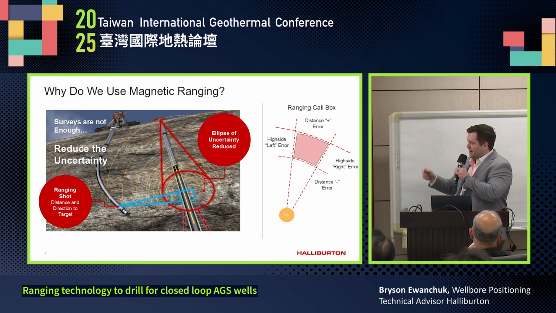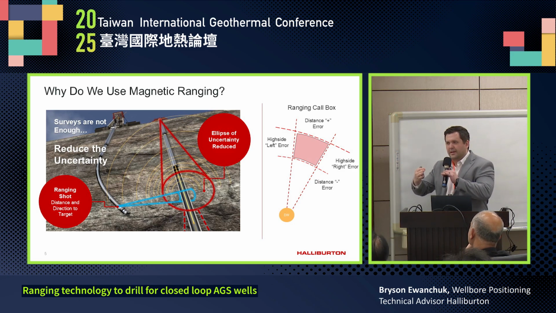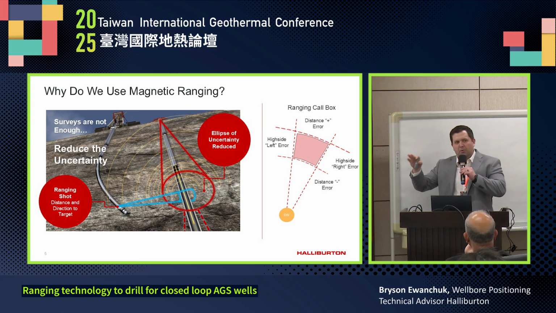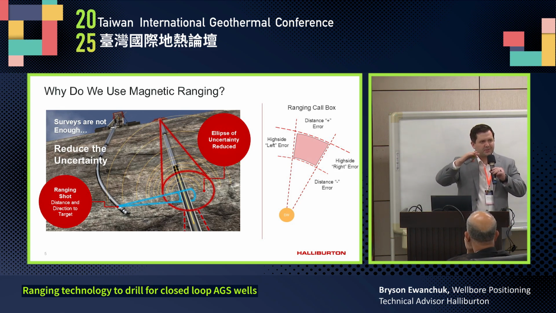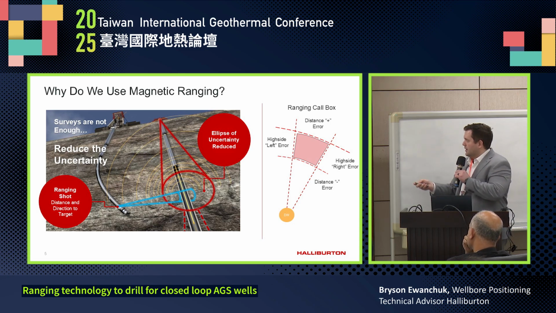When we're using magnetic ranging, the goal is to take this ellipse of uncertainty, however big it is, and shrink it down to that chunk of a donut. Magnetic ranging also works opposite of traditional surveys. As surveys get bigger with depth, with magnetic ranging we actually get smaller and tighter as we get closer to the target. That's how we're able to perform wellbore interceptions.